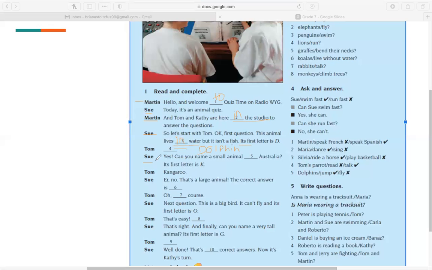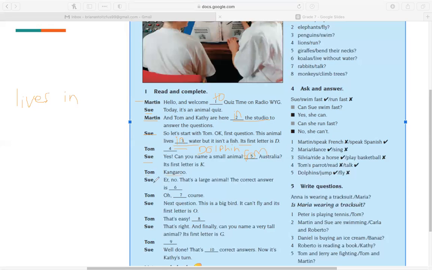Sue says, "Yes, can you name a small animal in Australia? Its first letter is K. What word goes here?" Here we'll use the word from. So we would say lives in, but in this case we don't have the word lives, so it's from Australia. Just like I am from America, you are from Kurdistan. This animal is from Australia.